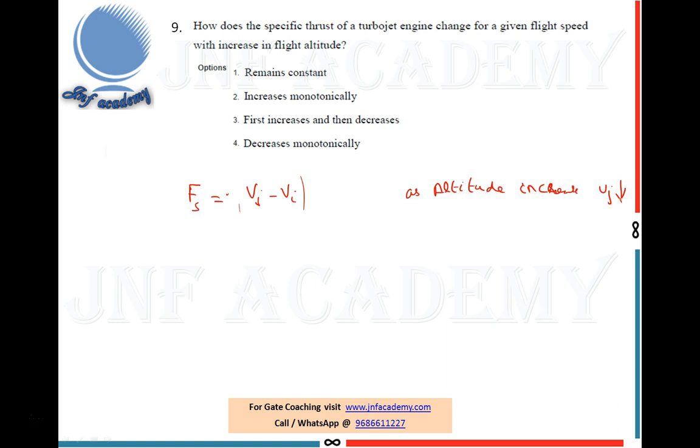So the energy and momentum of the hot gases will be less, and the expansion that happens through the turbine and the nozzle will also be less compared to the higher momentum case. So Vj will come down. As altitude h increases, Vj will come down, hence Fs, the specific thrust, will also come down. So the answer is that the specific thrust will decrease monotonically.